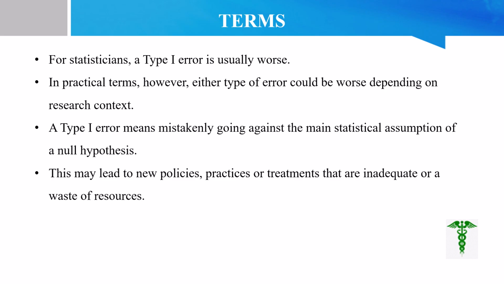Now coming to the practical side of type 1 and type 2 error: for statisticians, type 1 error is usually worse. In practical terms, whichever error occurs will depend on the research context, so we have to find out which one may be the error in our study. If a type 1 error occurs, we mistakenly go against the main statistical assumption, and we may adopt new policies, practices or treatments that are inadequate or resource-consuming. So we have to find out which error may happen in our research context.